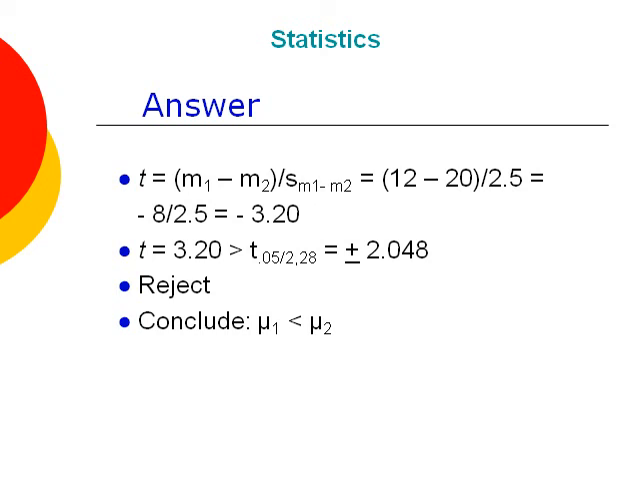By consulting the t-table, we learned that the critical value is equal to plus or minus 2.048 when degrees of freedom equal 28 and alpha is equal to 0.05, and we use a two-tailed test. Because the obtained test statistic, 3.20, exceeds the critical value of 2.048, we'll reject the null hypothesis.